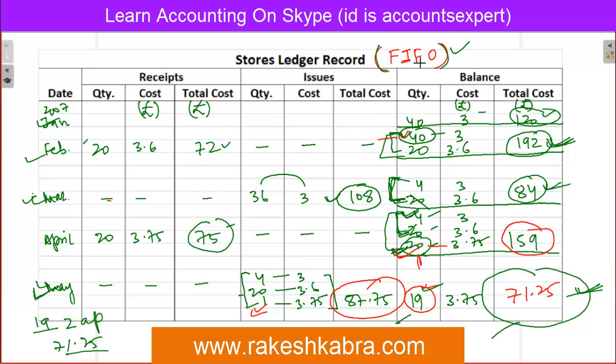So what is the importance of this method, first in first out? While selling the units, we will assume that whatever unit we purchased earlier, or you can say first, that unit we will assume that we sold first. Whatever we purchase first, that we will sell first, that we will assume.